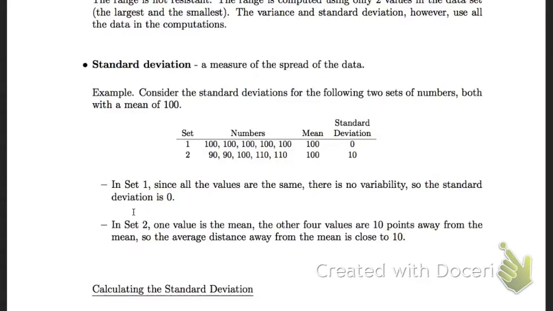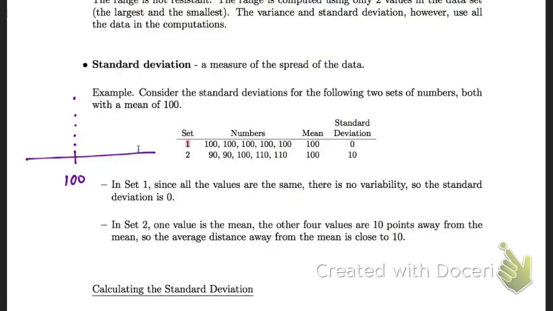So if we look at the example, we have set 1. If I were to graph set 1, like if I were to make it into a dot plot, here's 100. I would have 1, 2, 3, 4, 5 data points that are all 100. So my standard deviation would be 0 because nothing deviates from the mean.